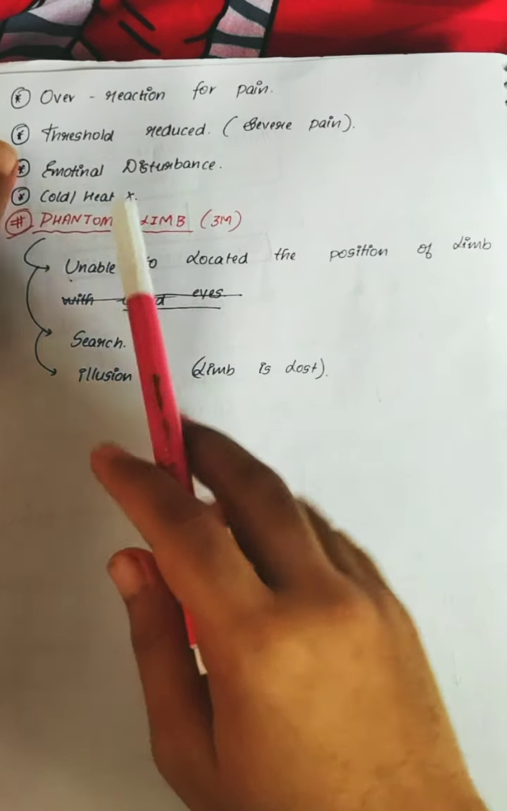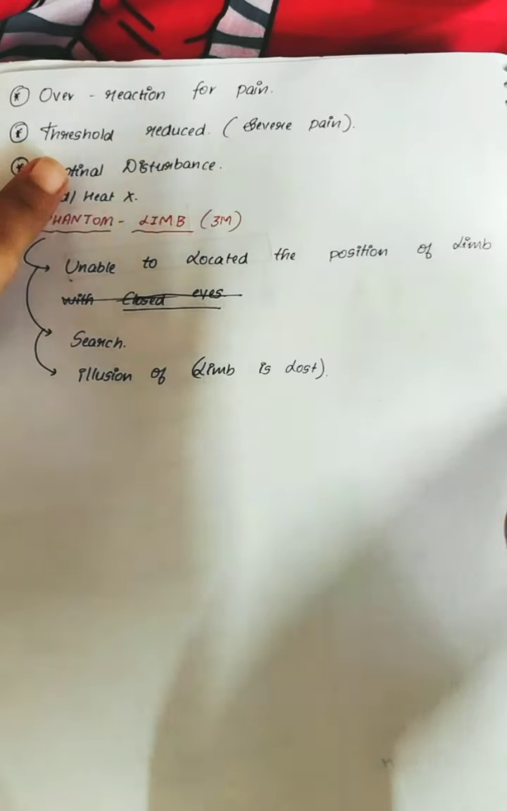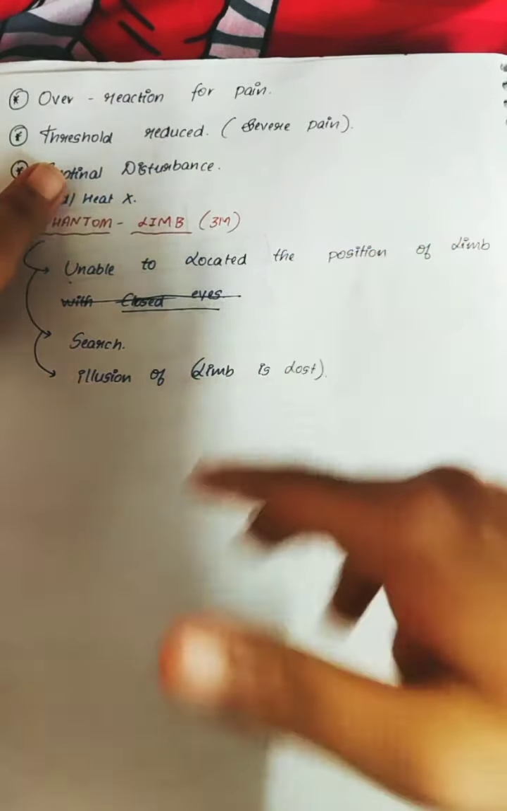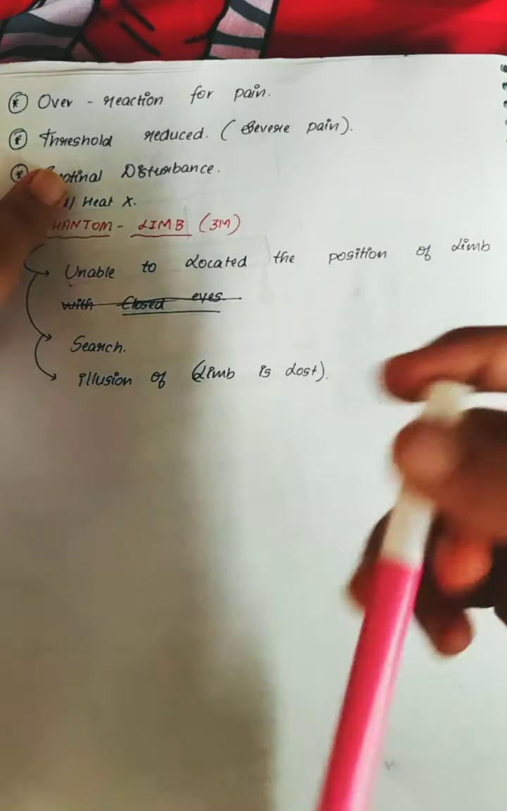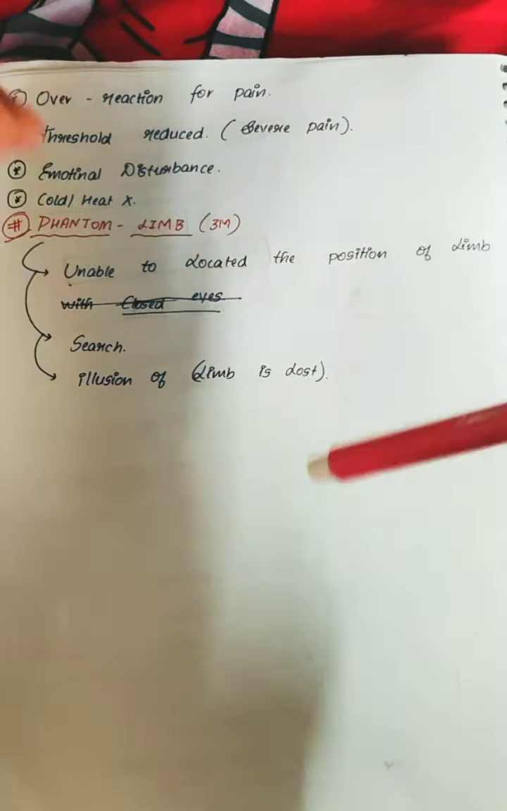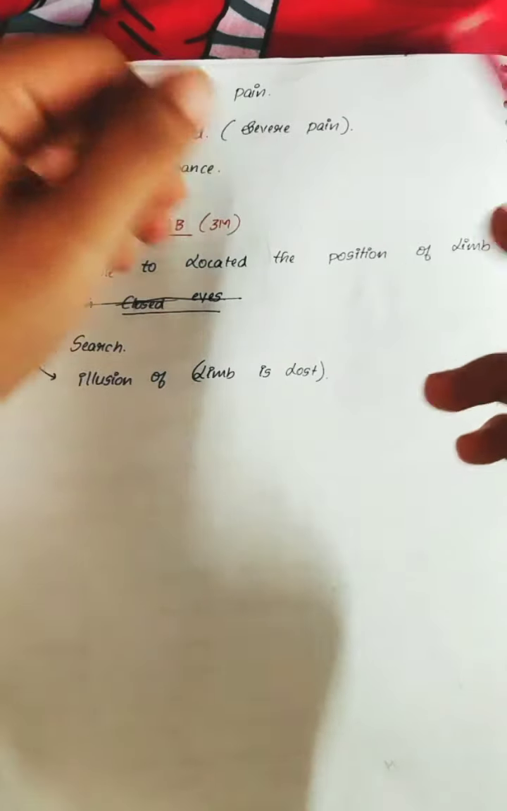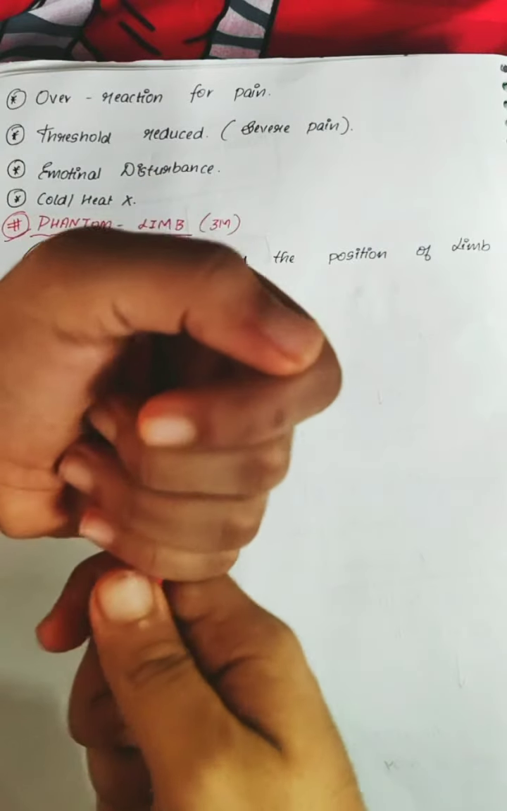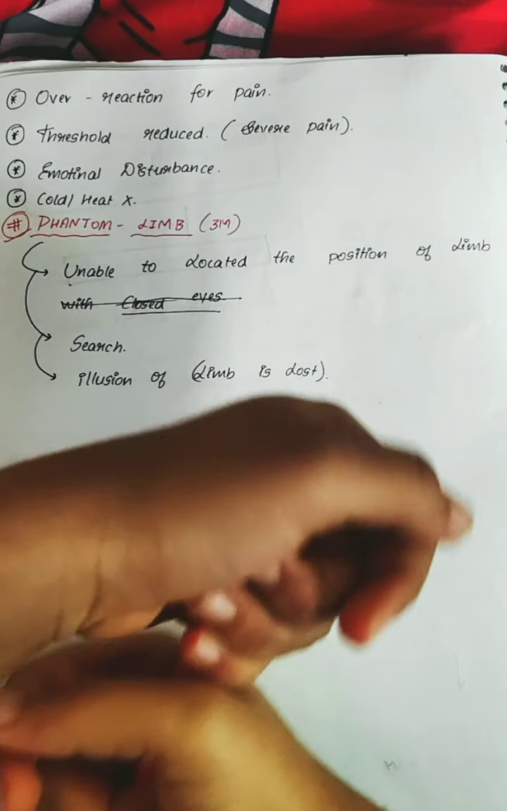So what is phantom limb? He is unable to locate the position of the limb. In the sense, a person who has had a limb amputated, who has lost an upper limb or lower limb or any part of the body in an accident, and has been fitted with a plastic or silicone prosthetic device. What happens is, even though he does not have the limb, he feels that he has the limb, and he starts to get itchiness or dryness around that area. He'll start to search. He'll have an illusion about the lost limb. So he is amputated, still he'll have those irritations, all those things. So this is called phantom limb.